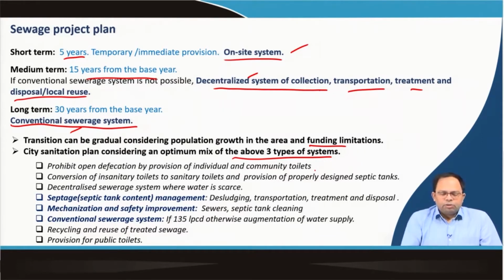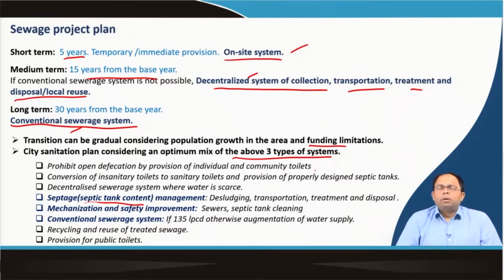Then decentralized sewerage system where water is scarce. Many Indian cities don't have water, so it's better to have a decentralized sewerage system there instead of a conventional sewage system. Then septage or septic tank content management. This is a big issue in suburban areas and areas which are near rural areas.